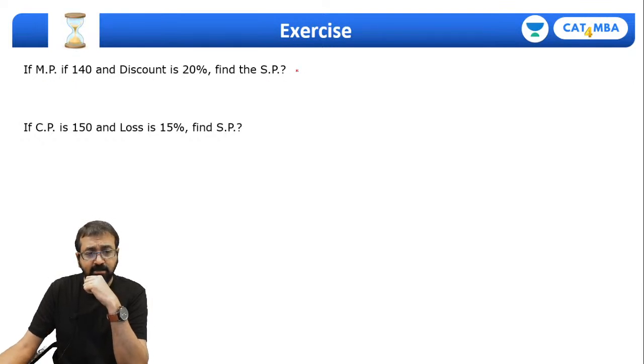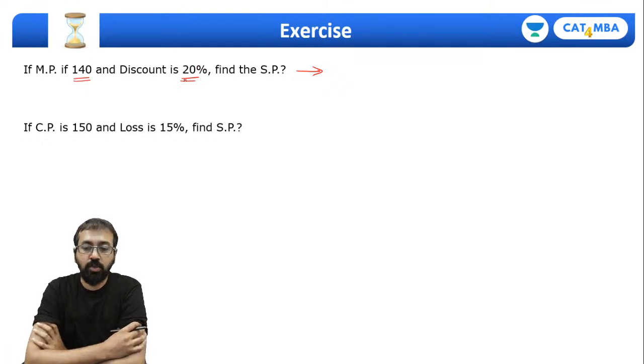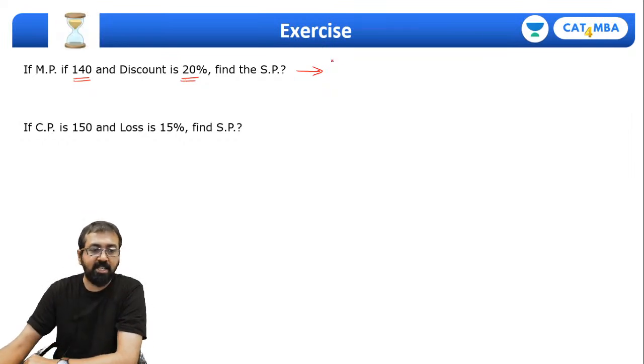Now guys, tell me what is the answer over here. What will be the selling price if the mark price is 140 and the discount is 20%? It's very simple. You can quickly calculate 20% of 140, so it will come out to be 28. Subtract it and you will get the selling price as 112, right? So you should have entered this answer in the chat box ideally.